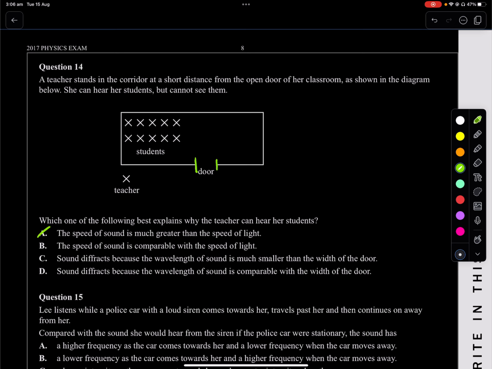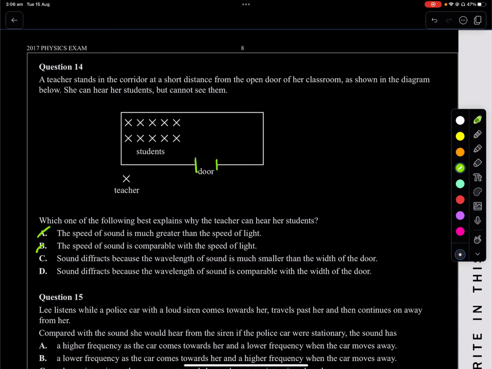So A is wrong. The speed of sound is comparable with the speed of light. No way, they are not. Yeah, absolutely. Remember, the speed of sound is like 365 meters per second, whereas the speed of light is 3.0 times 10 to the power of 8. It's much greater, the speed of light. So yeah, that's wrong too.